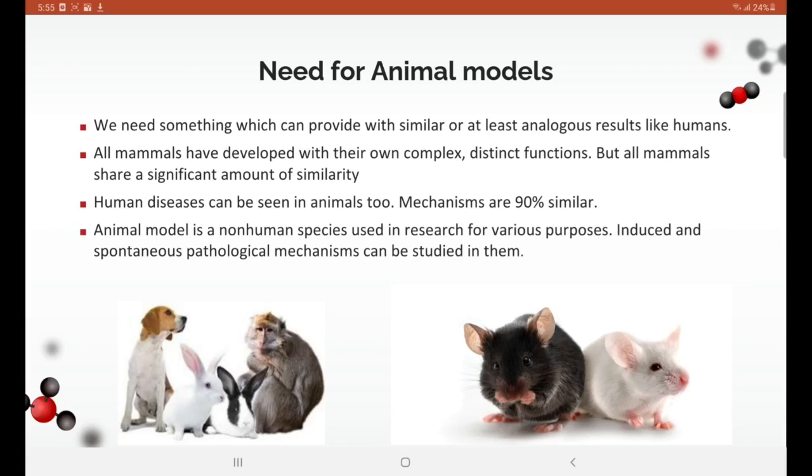Animal models are that something. We can perform experiments on animal models in order to understand the mechanisms of various phenomena. Genetically, most mammals are similar. Every mammal has developed its own complex and distinct functions. Yet, all mammals share a significant amount of similarity.